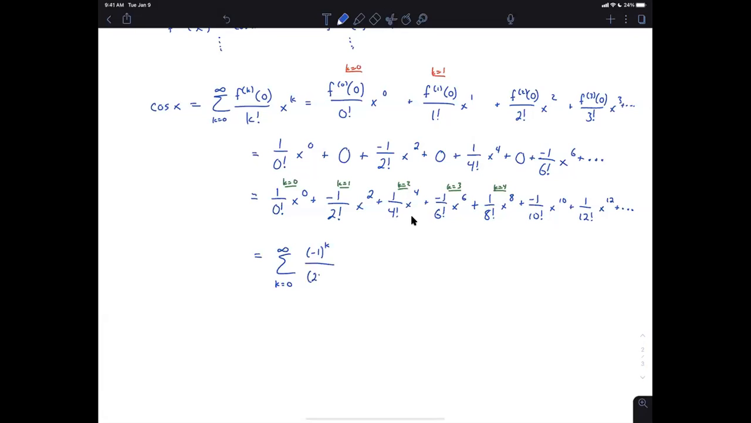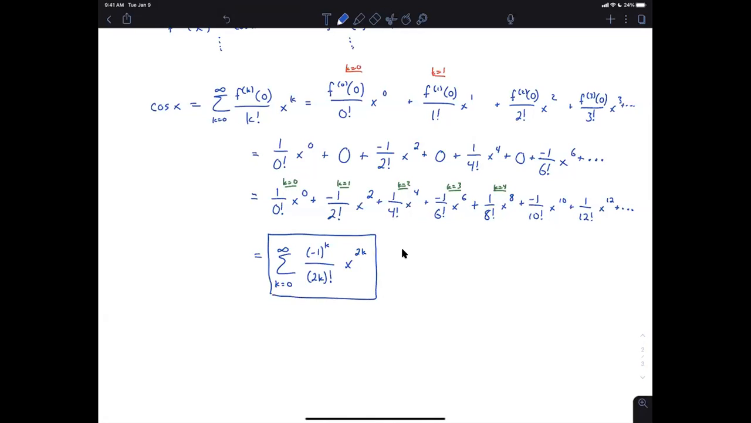In this case, the even numbers are 2k factorial. And again, we can check that because if I plug in 0, it's 2 times 0, which is 0 factorial. 2 times 1 is 2 factorial, and then 2 times 2, 4 factorial, 2 times 3, 6 factorial, and so on. And then x to the 2k, and here the factorial matches that power. So we get -1 to the k over 2k factorial, and then x to the 2k. That is the Maclaurin series for cosine.